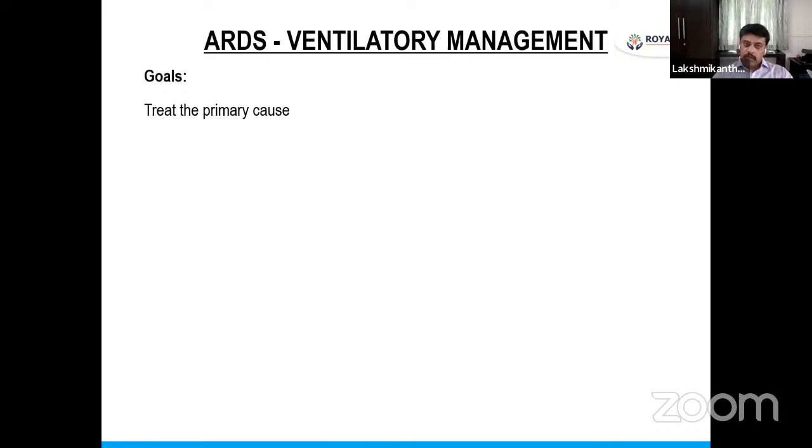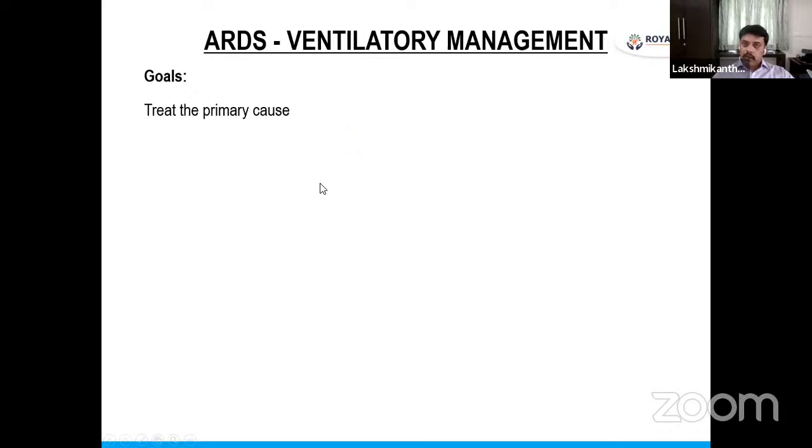If the primary cause is pancreatitis, it has to improve for the ARDS to improve. If it is because of trauma, the trauma itself has to improve. If it is a pulmonary cause, it can be a pneumonia. Only when the pneumonia is treated and improves with the antibiotics will your ARDS improve. Just ventilatory management will not improve ARDS.